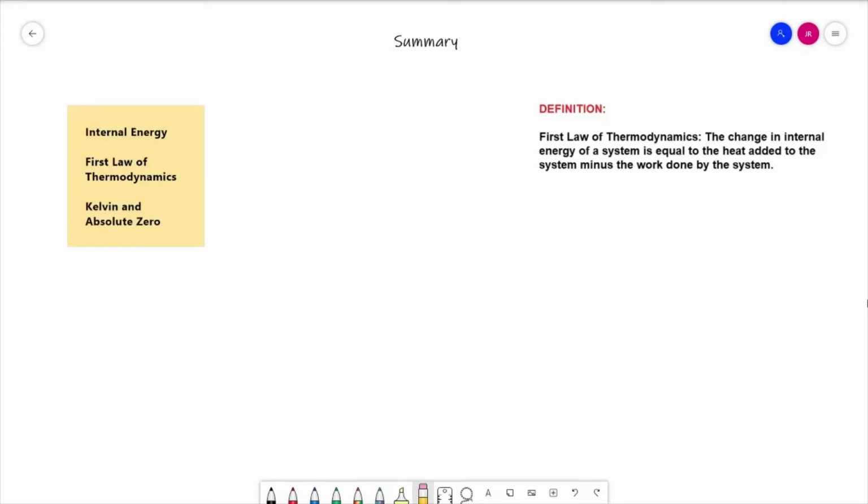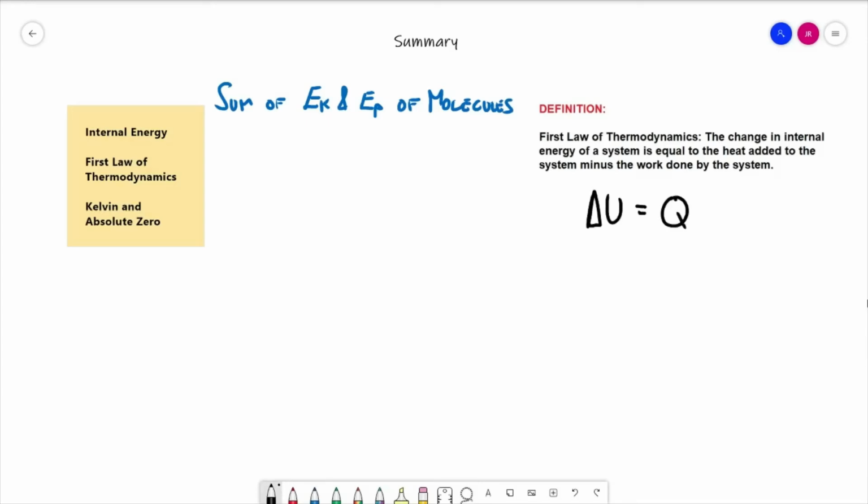So to summarise this video then, firstly we looked at internal energy, and internal energy is just the sum of all of the kinetic energies and potential energies of the molecules in a substance. Secondly, we looked at the first law of thermodynamics: the change in internal energy of a system, delta U, is equal to the heat added, Q, minus the work done by the system. And then finally we looked at the Kelvin scale and absolute zero. So remember, absolute zero is the minimum internal energy, and we define that as 0 Kelvin.